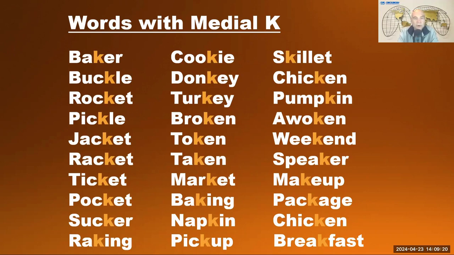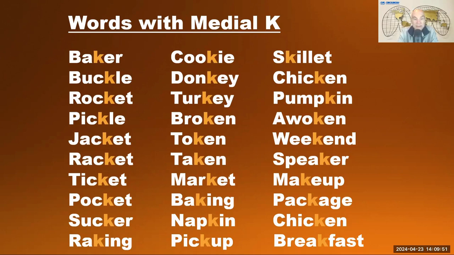Donkey. Turkey. There was a turkey sitting on the donkey. Broken. Token. The token was broken. It had been taken. The token had been taken to the market.